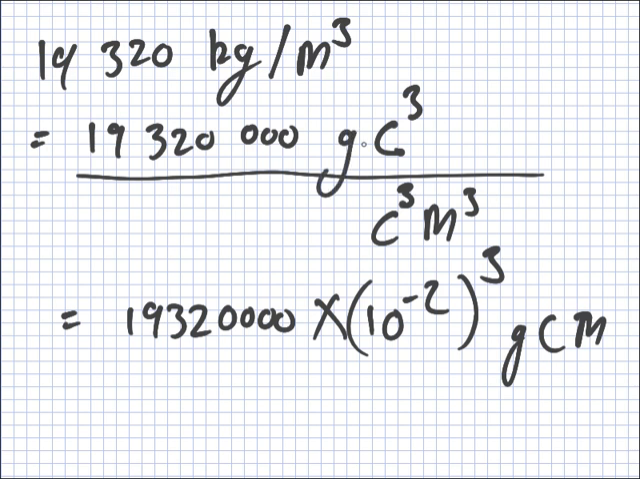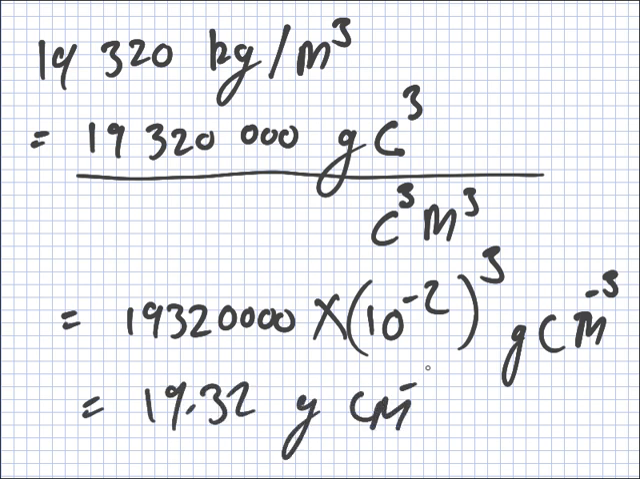I lost my grams there. Anyway, that works out to be 19.32 grams per centimeter cubed. Okay, but we did this in the first lesson. So I'll continue.